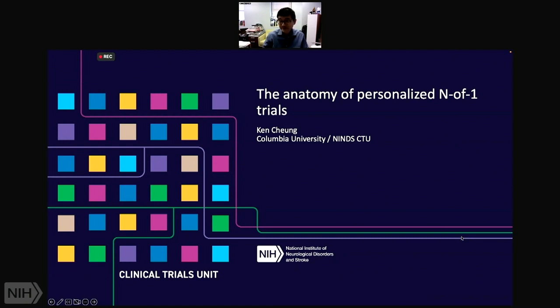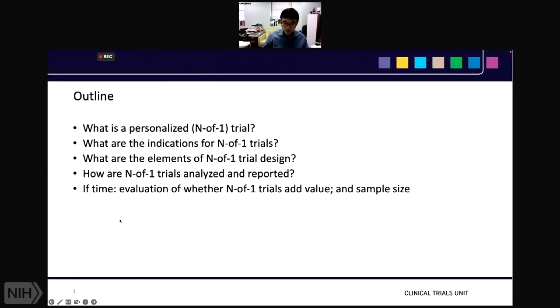And for today, the specific goal is to talk about, as Sandy mentioned, N-of-1 trial design. And as you will see during the study, this type of trial has several names. Sometimes it's called personalized trial, as you can see in the title, but we'll go over that during the hour.